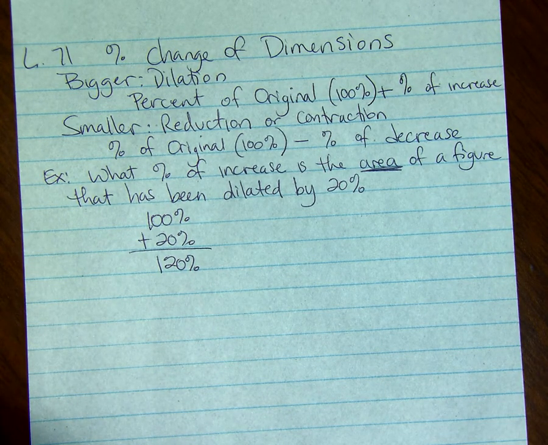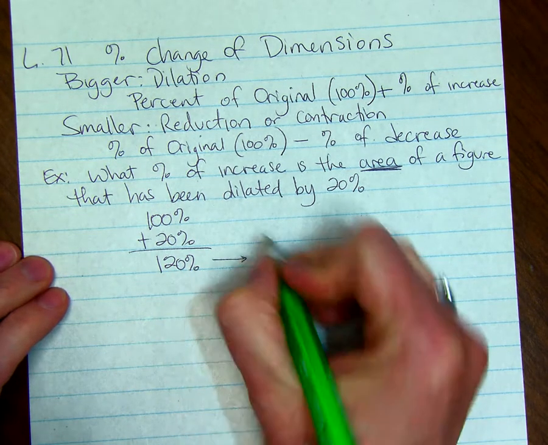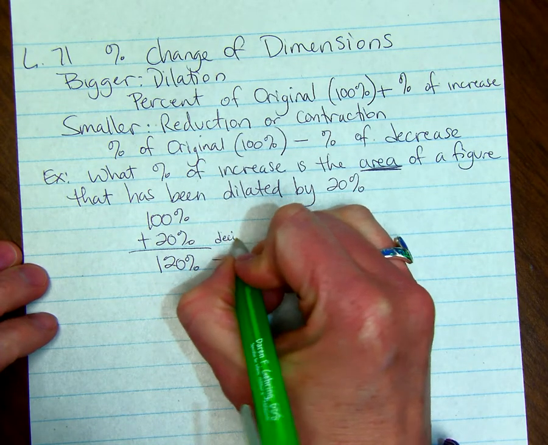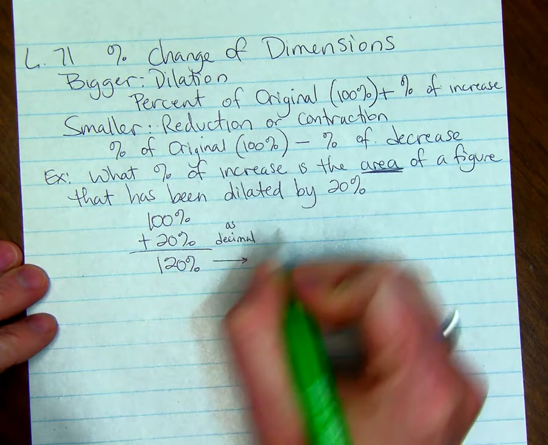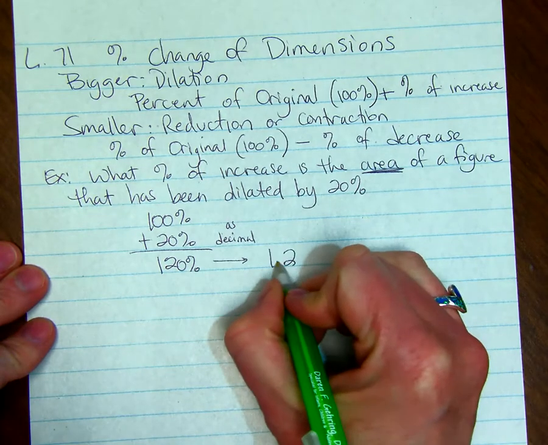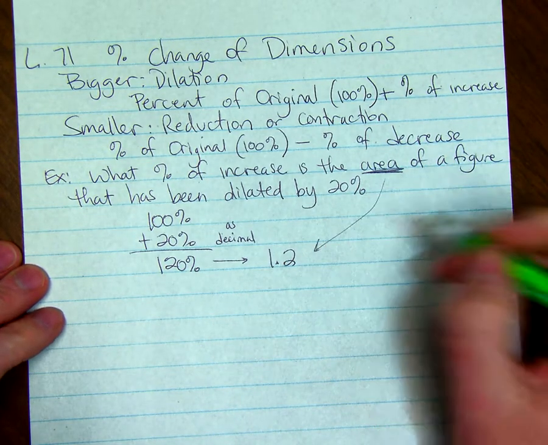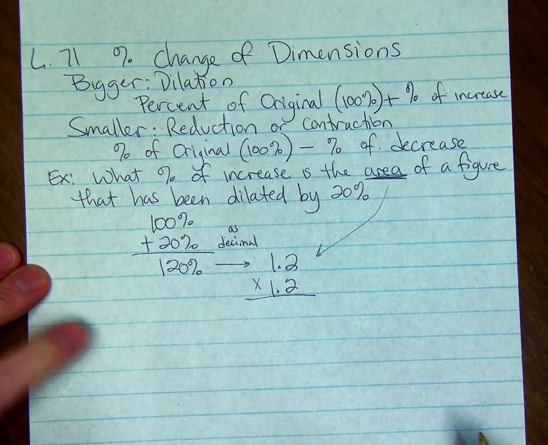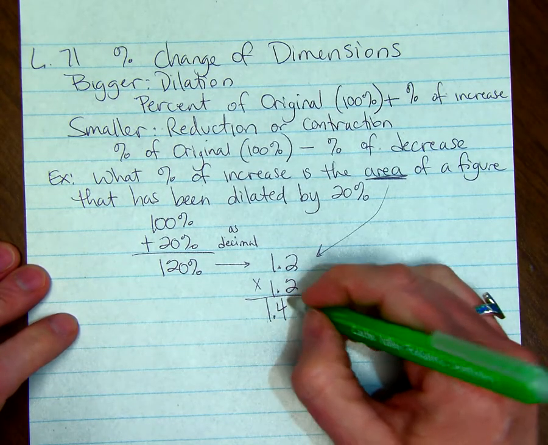the original. So we change this to a decimal. So this percent as a decimal is 1.2. Because it's area, we have to square it. So we multiply 1.2 by 1.2, we get 1.44.